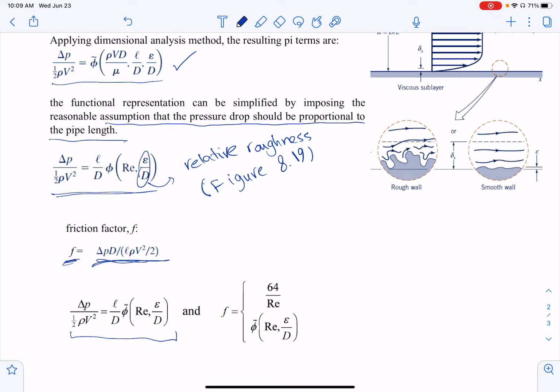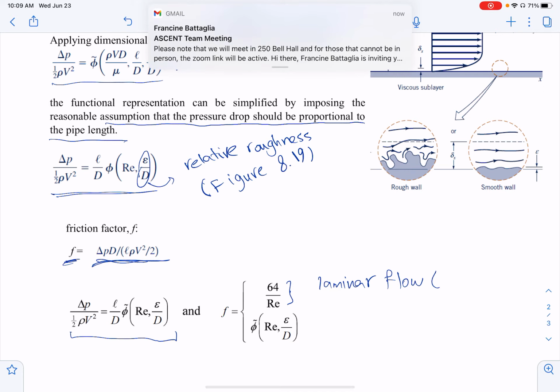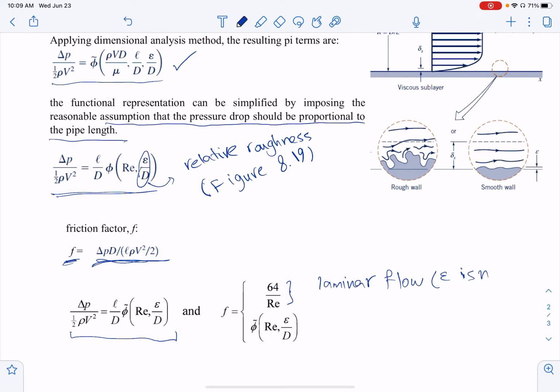And if we have a laminar flow, we use that one for f. Because in the laminar flow, the epsilon is not important. It means wall roughness.